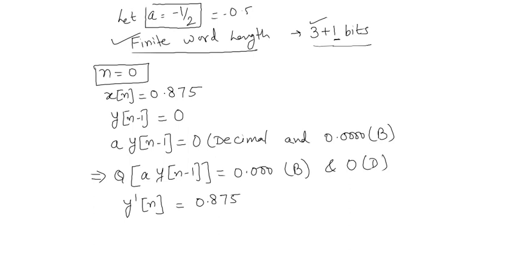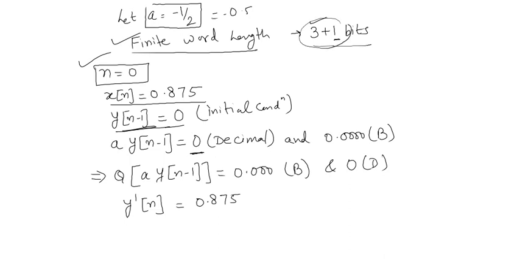Now what will happen at n equals 0? We will take different values of n. So at n equals 0, we have x of n non-zero, right? And we assume that the initial condition is 0. So when the initial condition is 0, what will happen? Your y of n minus 1 is simply 0, and if you multiply any number by 0, your output will also be 0. So 0 will be in decimal. Since the processor deals with everything in binary, we also have to talk about binary numbers, right? So how many bits do we have? We have 4 bits, and that includes your sign bit as well.